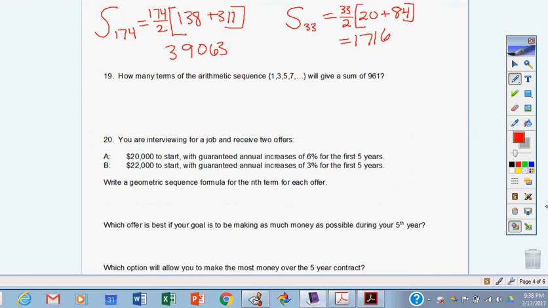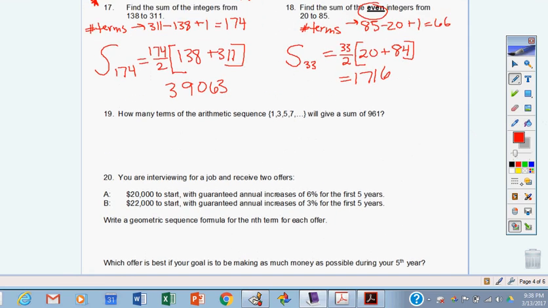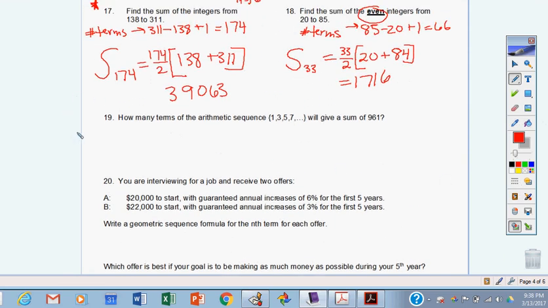Okay, moving right along. Let's do 19, and then I'll cut this video. How many terms of the arithmetic sequence, 1, 3, 5, 7, will give a sum of 961? Well, it's a little different now. This is arithmetic. This is clearly a d value of 2, correct? So we have our arithmetic summation formula, which would mean sum of first n equals n over 2. Hopefully you're memorizing these formulas because it's fun to do so. Plus n minus 1 times d.